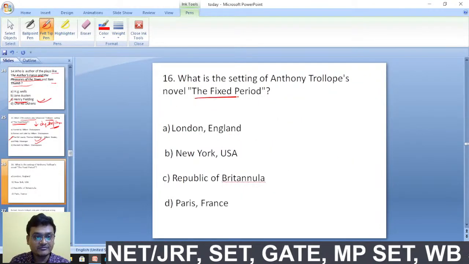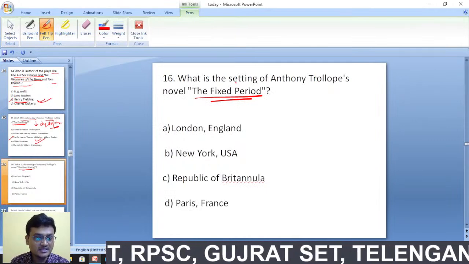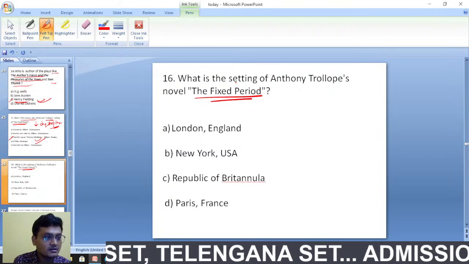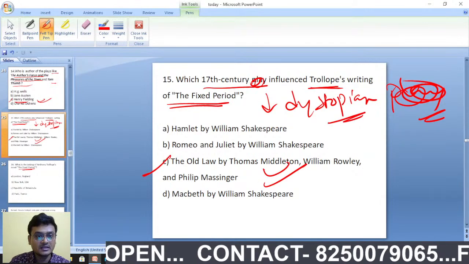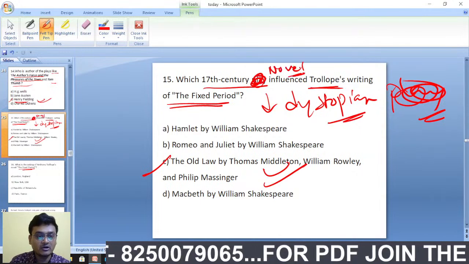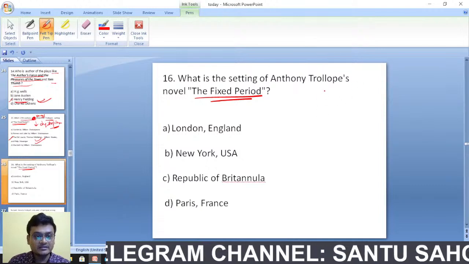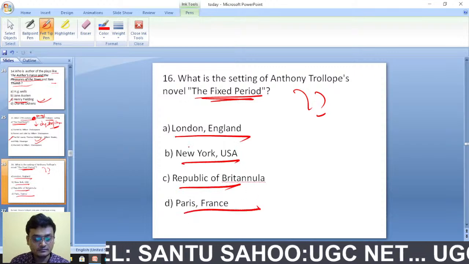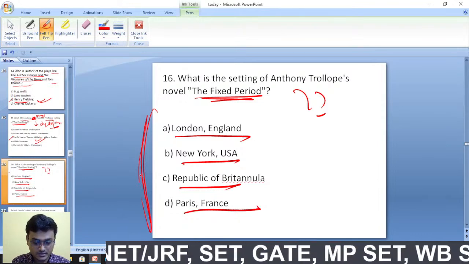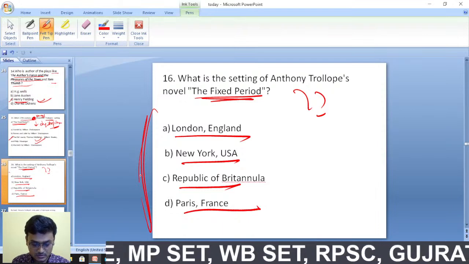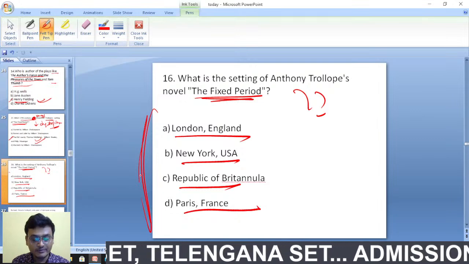What is the setting of Anthony Trollope's novel, The Fixed Period? London, England. New York, USA. Republic of Britannia. It is not actually a play, sorry, it's a dystopian novel. The Fixed Period is a novel by Anthony Trollope, not a play. What is the setting of the novel The Fixed Period?